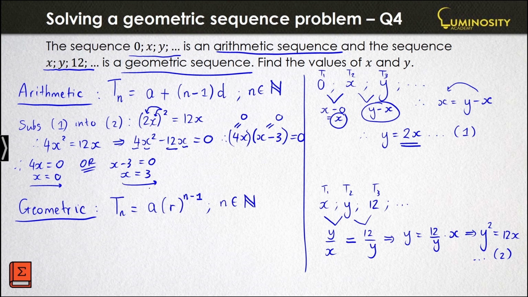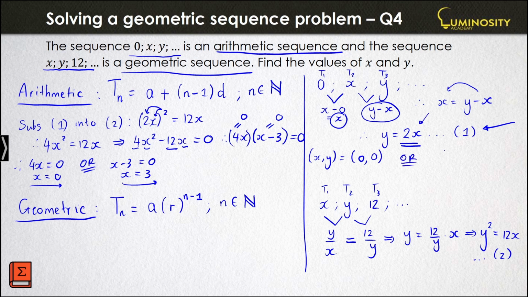So those are the two potential x values. How do we get the associated y values? Well, I can substitute these x values back into equation 1. So let's do that. For the pair x, y, when x is equal to 0, it's going to be 2 times 0, so y is 0.